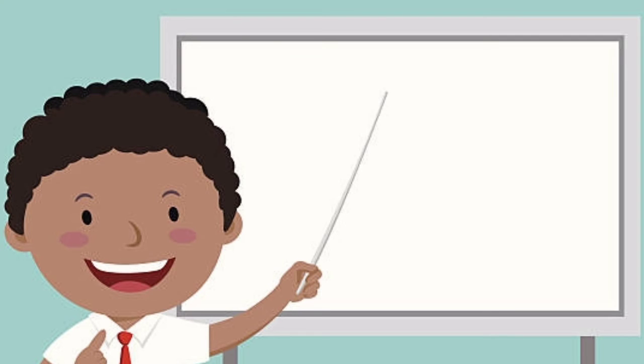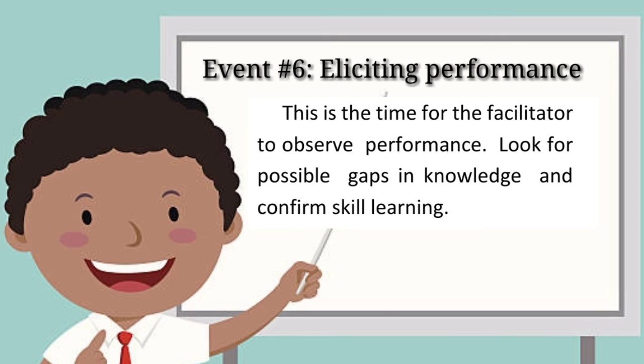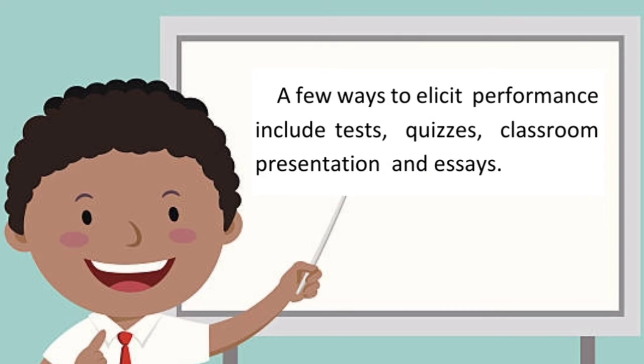After providing guidance, the next event is eliciting performance. This is the time for the facilitator to observe performance. Look for possible gaps in knowledge and confirm skill learning. A few ways to elicit performance include tests, quizzes, classroom presentations, and essays.